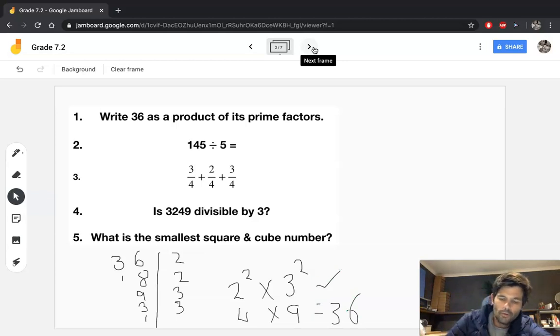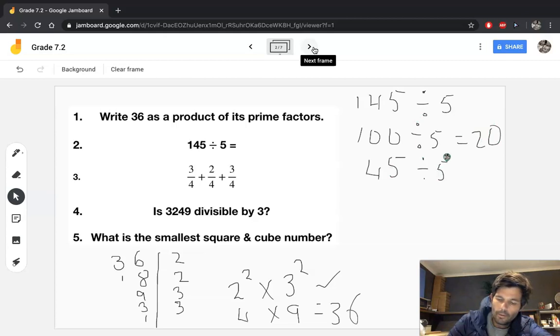Second question, 145 divided by 5. I would split that up into 100 divided by 5, which equals 20, and 45 divided by 5 equals 9. And then add them up and I get 29.